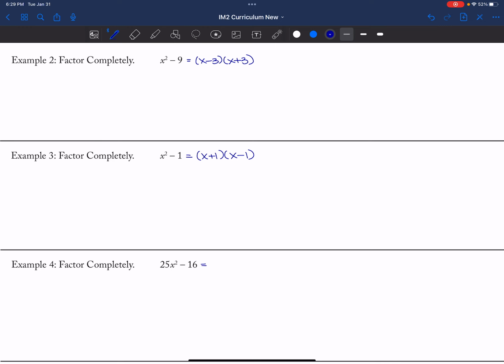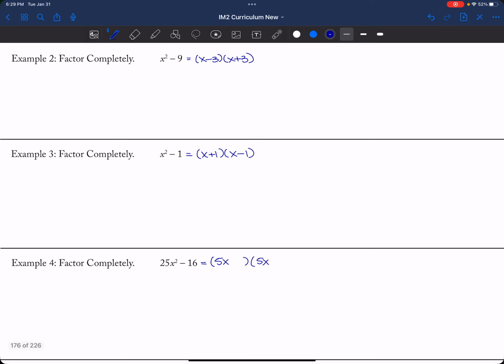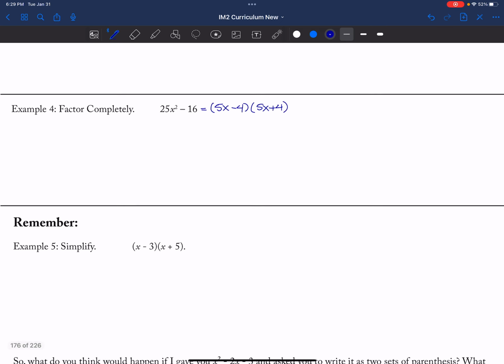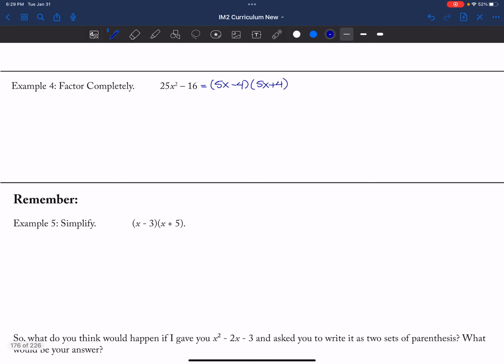Okay, the square root of 25 is 5. So that's a 5x and a 5x. And then the square root of 16 is 4. So this is minus 4 and plus 4. Okay, so that's how we factor what we call a difference of squares. A difference of squares has no middle term, so this has no x term in the equation.